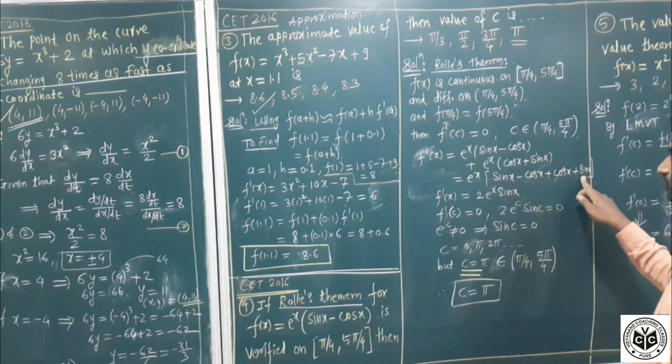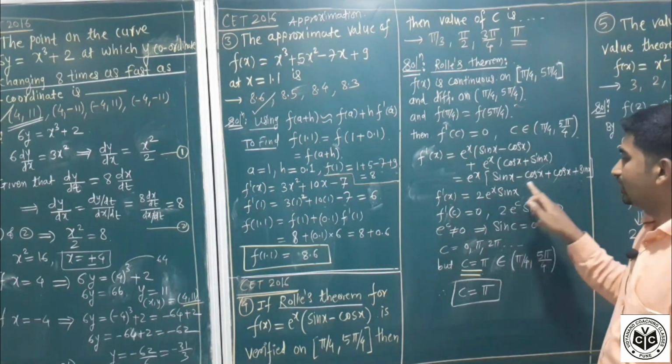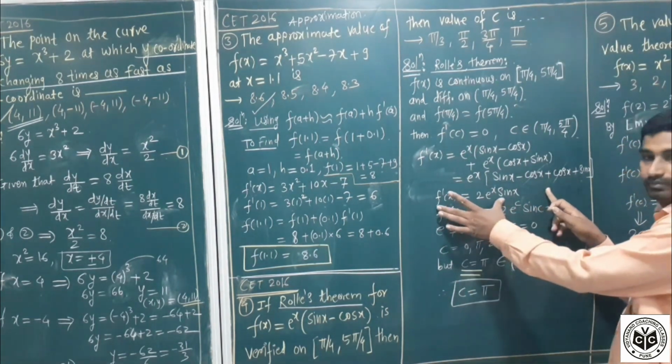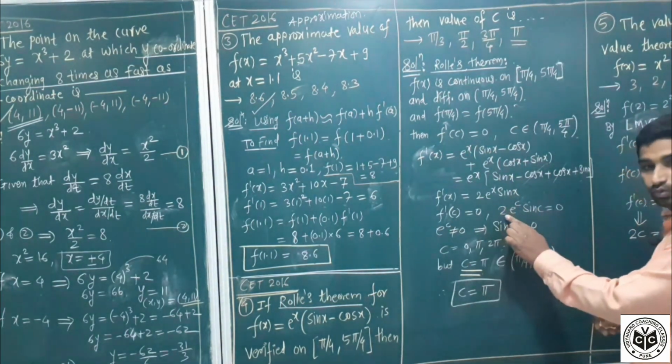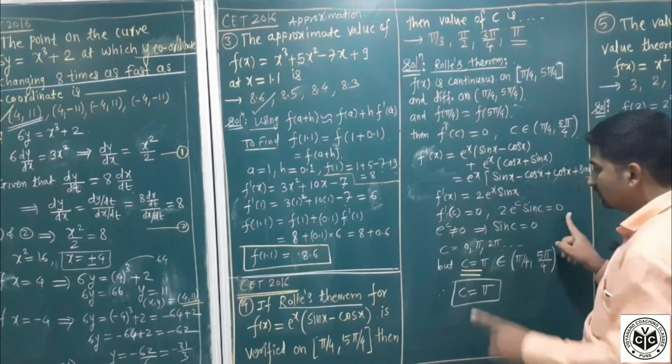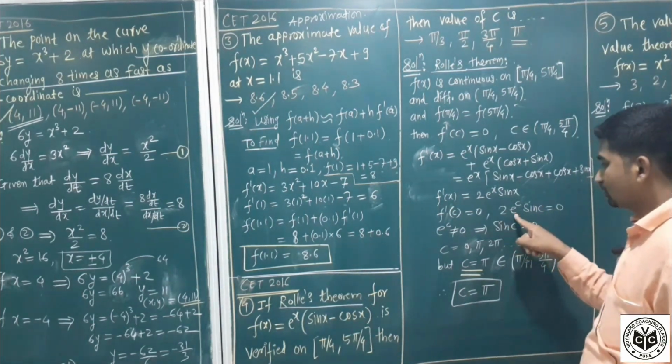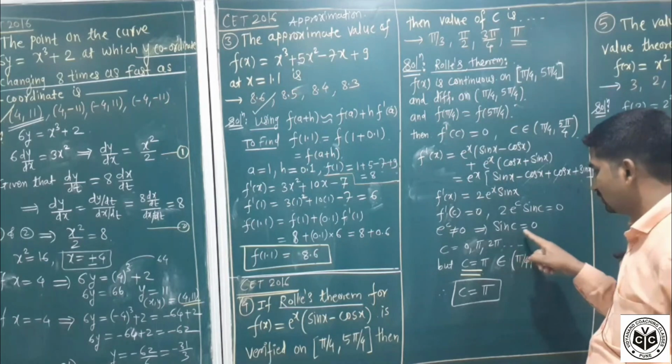So sin plus sin is 2 sin, so 2 e raised to x sin x. This is my f dash x. But f dash c is 0, so replace x by c. So 2 e raised to c sin c is equal to 0. But 2 is non-zero, exponential is non-zero, so your sin c is equal to 0.